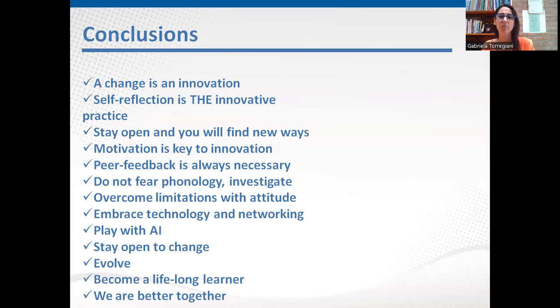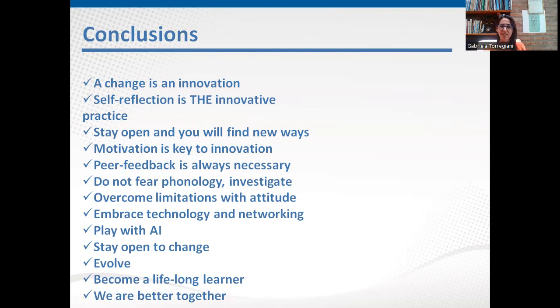This is just a tip. Stay open and you will find new ways. Motivation is key to innovation, so try to stay motivated. Peer feedback is always necessary and should always be welcome. Do not fear phonology. Investigate. Keep on learning about phonology.